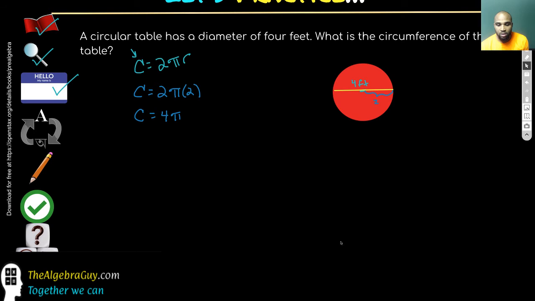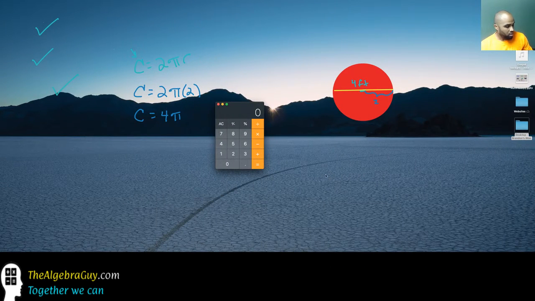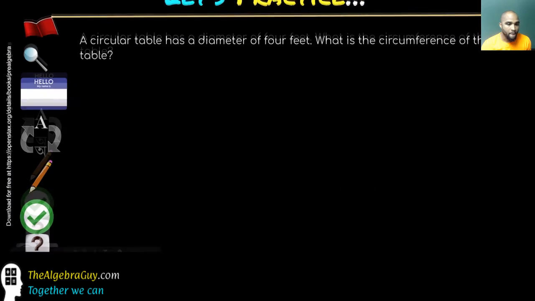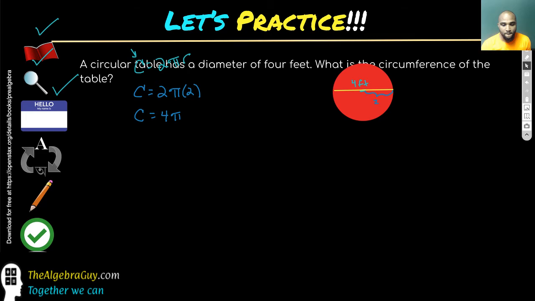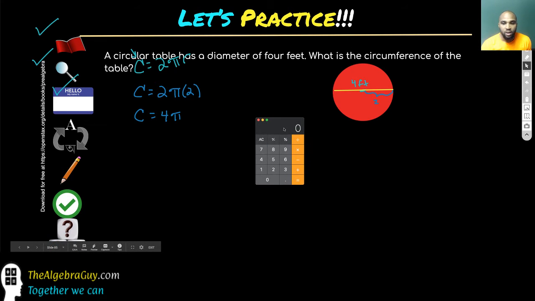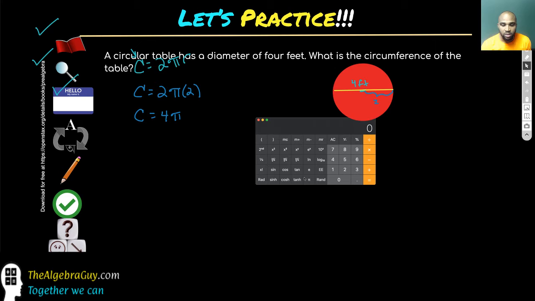Get my calculator. All right, calculator, there we go. In this instance, we'll have 4. Let me see if I have a pi button. Yes, there it is. So I can do 4 times pi, 3.14, and press equal, and you get this long number here.